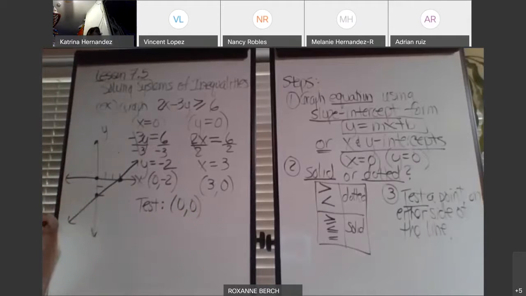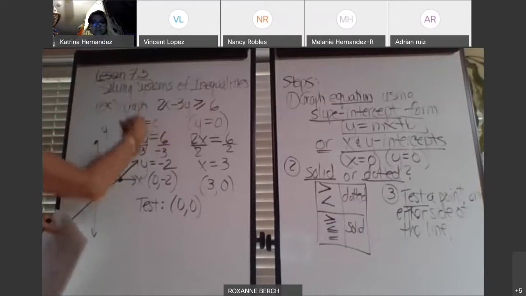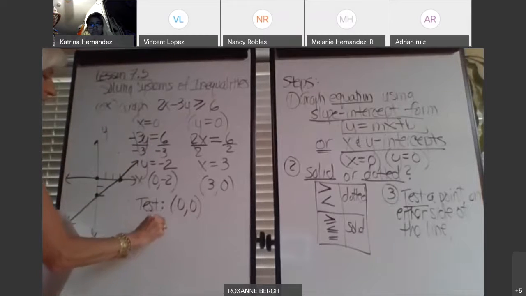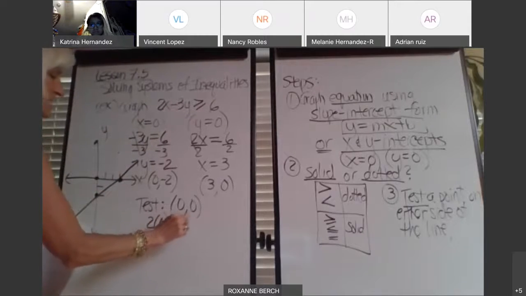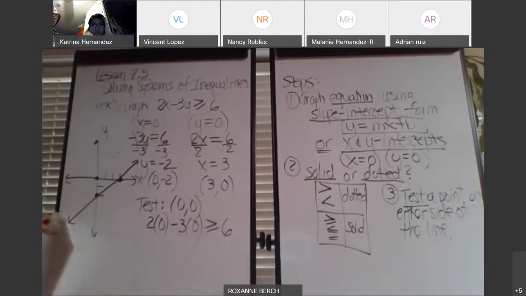The only time you can't pick 0, 0 is when the line goes through 0, 0. All right, so here we go. I'm going to put it into my inequality. Now notice I'm going to use the inequality now. So what we have here is 2 times 0 minus 3 times 0. Is that greater than or equal to 6?